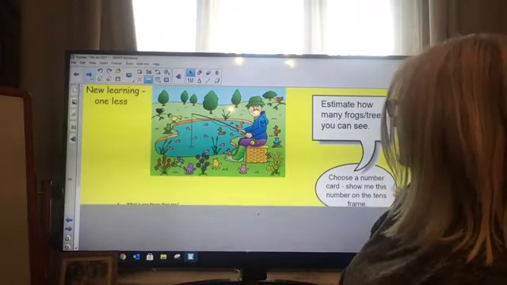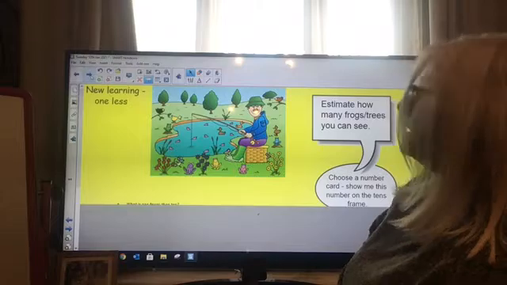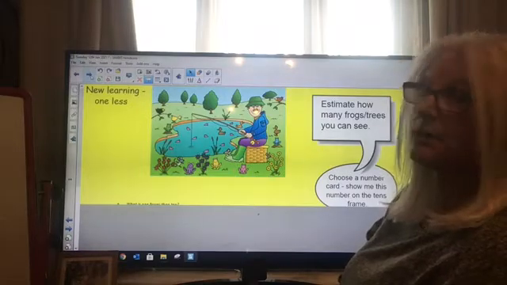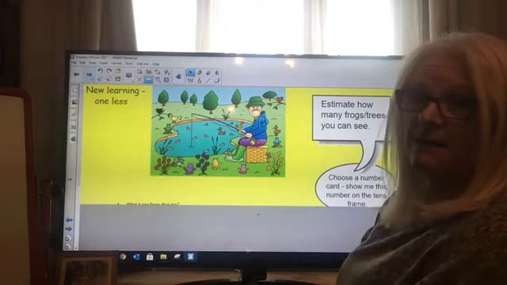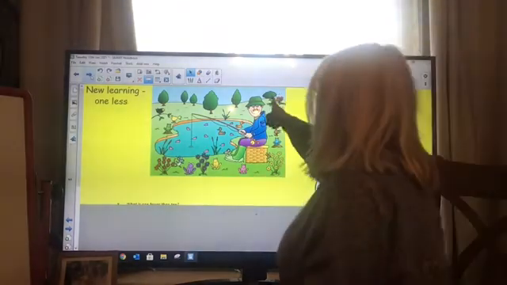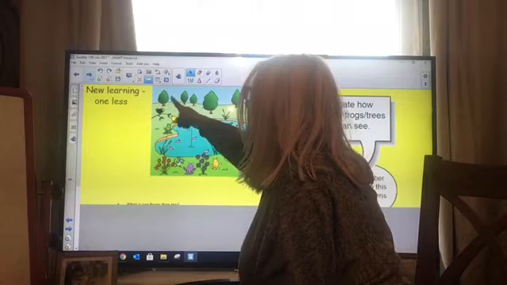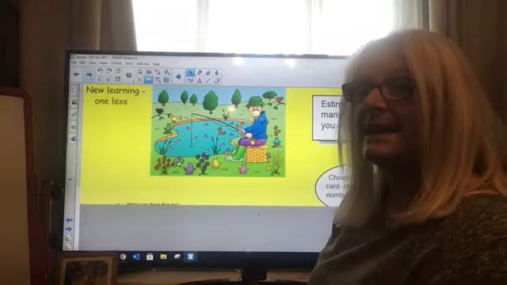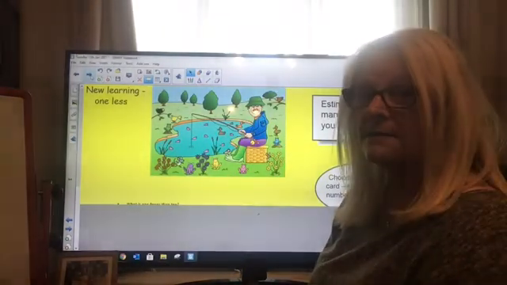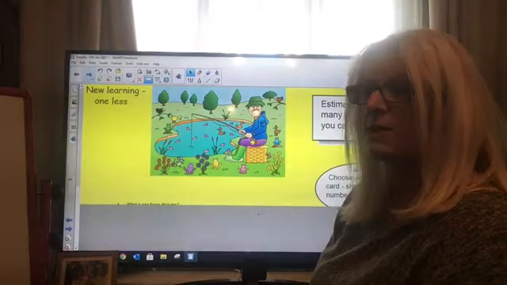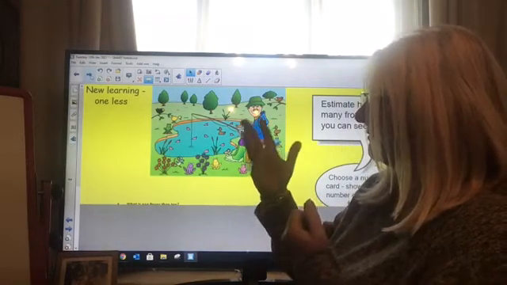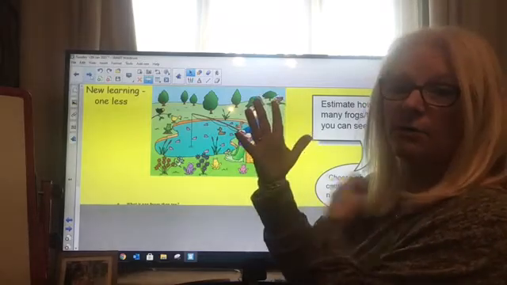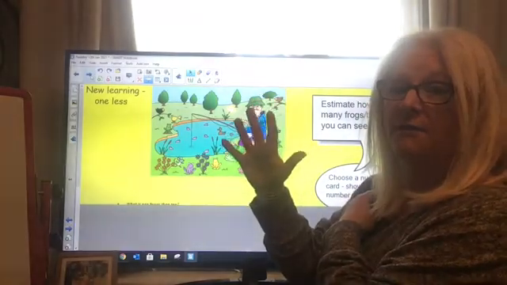Trees. Let's estimate how many trees there are. Well, I can use my skills because I can see that there's 3 and then another 3. And what does that make? 6. You're right. Look. 1, 2, 3, 4, 5, 6. But if we have one less or one fewer than 6, so if one tree is taken away, how many will we have? 2, 3, 4, 5, 6. One fewer will leave us with 5.